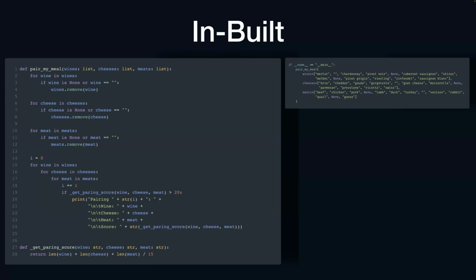Code segment. First of all, you can see from line 2 to 13, we are getting three lists of lists as arguments, and we are trying to clear out none and empty values out of these lists. There are actually better ways of doing that, but let's move on. Secondly, we are trying to get all combinations of wine, cheese, and meat. And also we need an index over these iterations. So we are trying to increment an index in each iteration.